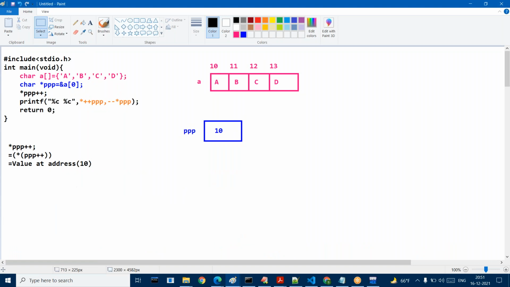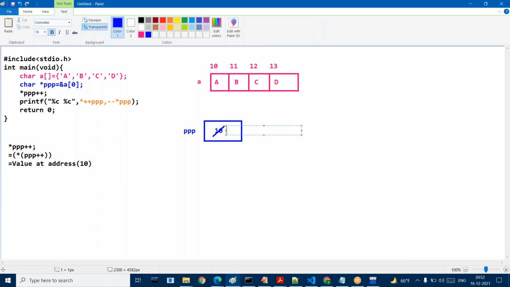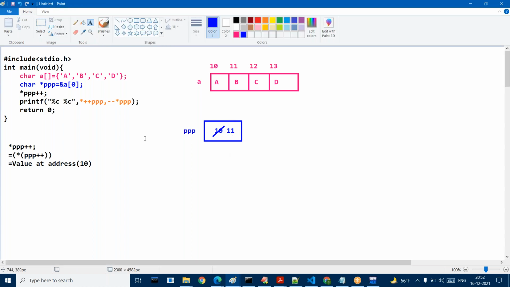So this line is just evaluated, but it is not going to give me any such effect, because I'm not printing that. But now PPP will increment. PPP will increment means it will become the next location after 10, which is 11. Next, I have to evaluate this part.